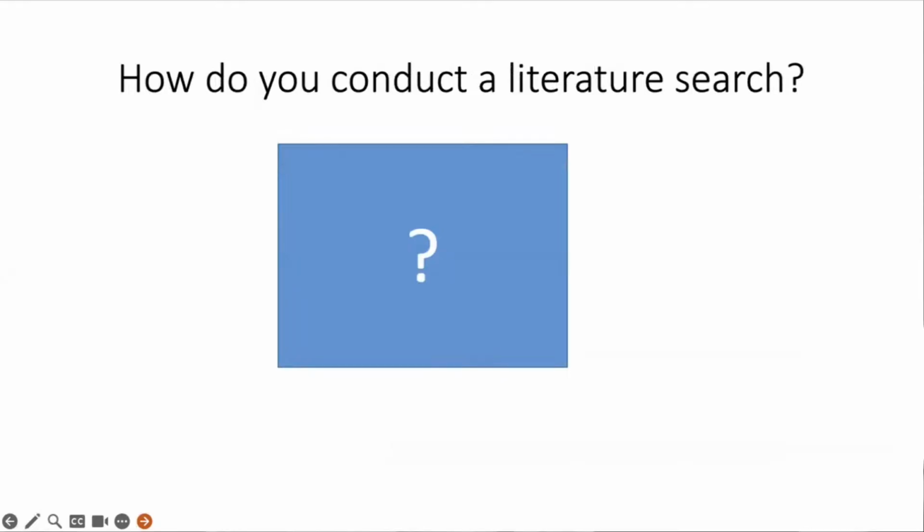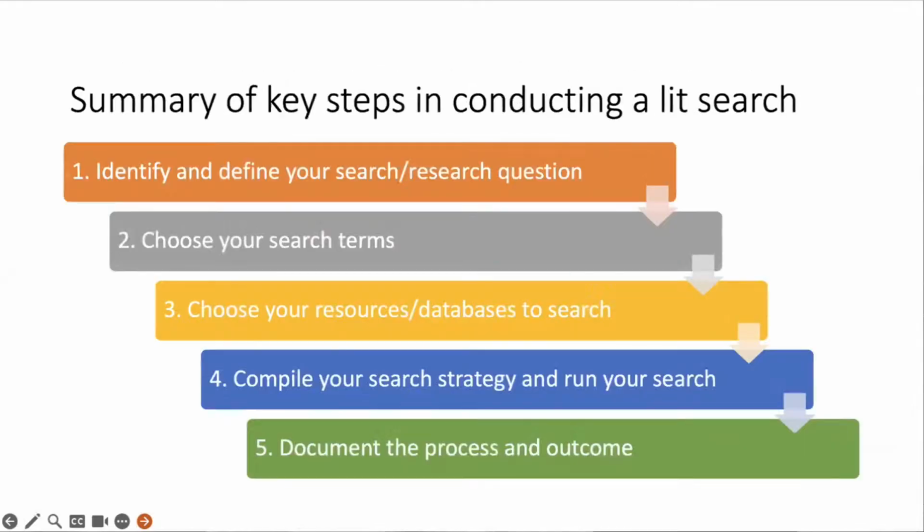Another one? Determine the search terms. Next? PICO. We should just go straight to the practical. I think the team has it. Define your research question. Choose your search terms. Know where you're going to search. Compile your search strategy. You run your search, and you document the process.